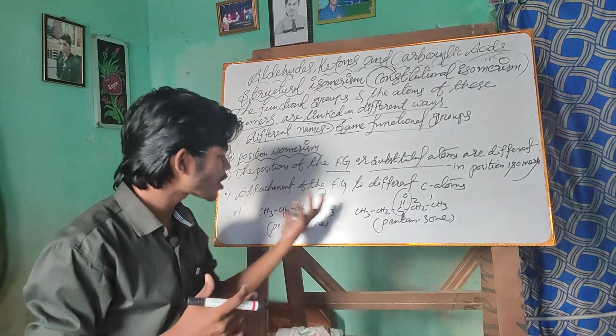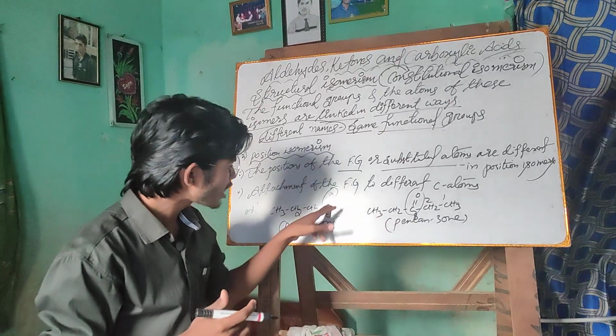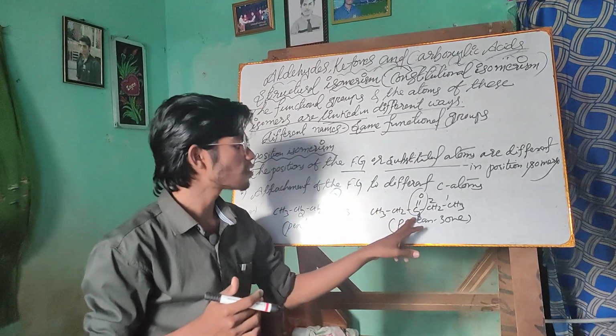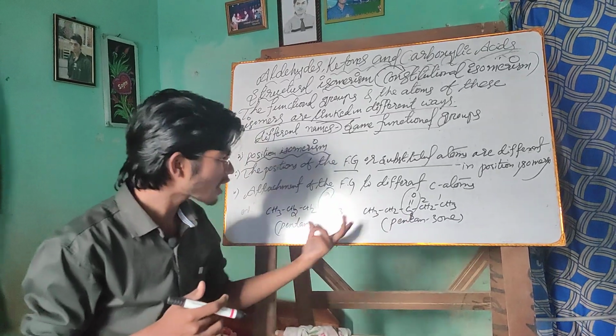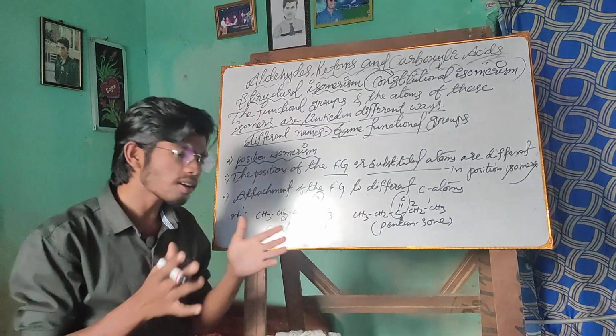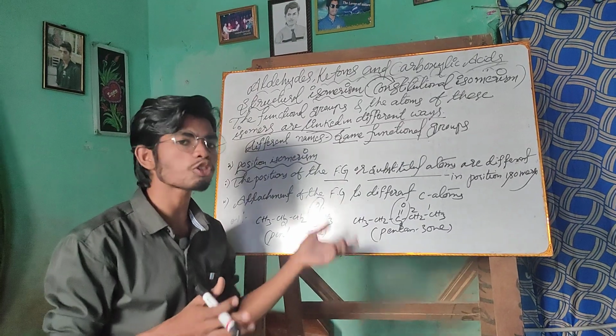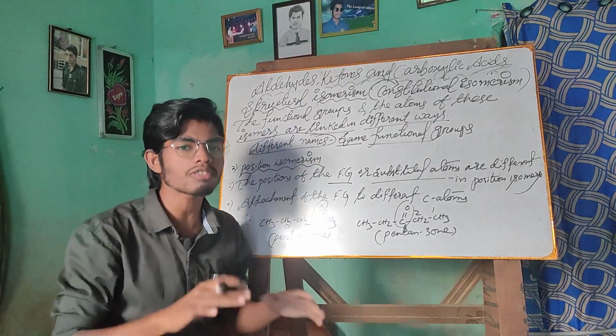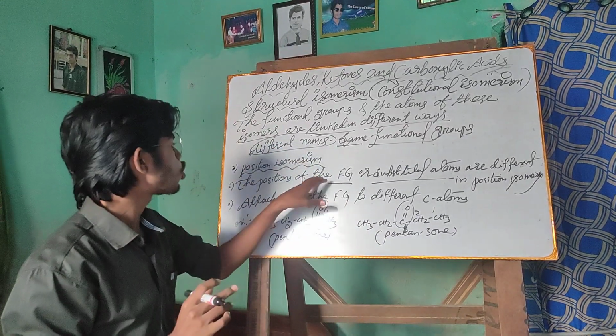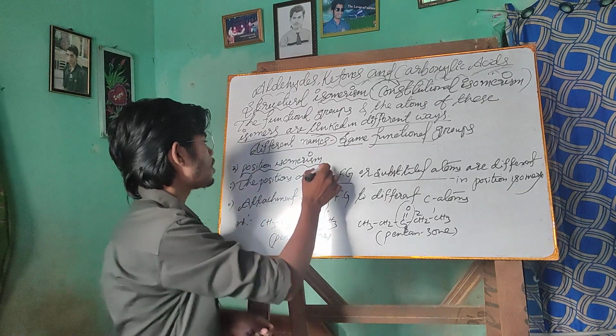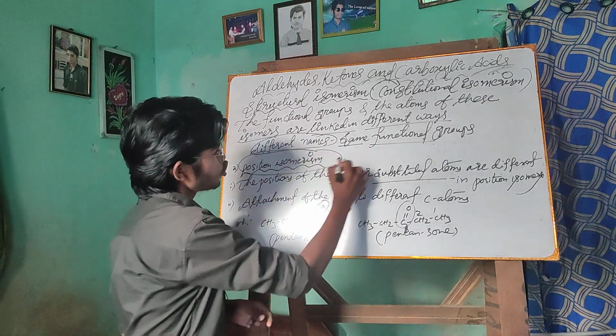What is the functional group? Ketone is the functional group, right? But here the ketone is in the second position, here the ketone is in the third position. It doesn't mean that the chemical formulas are different. The chemical formulas are the same, but the position of the functional groups attached to these compounds is different. That is what is basically called the position isomer, and the phenomenon is called position isomerism. I hope it is very clear to you.